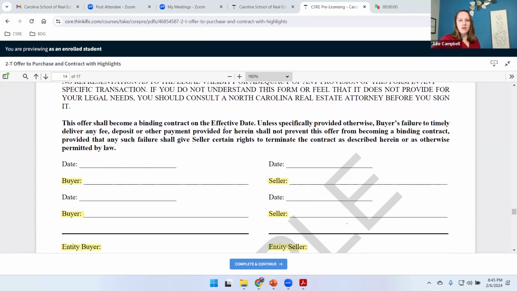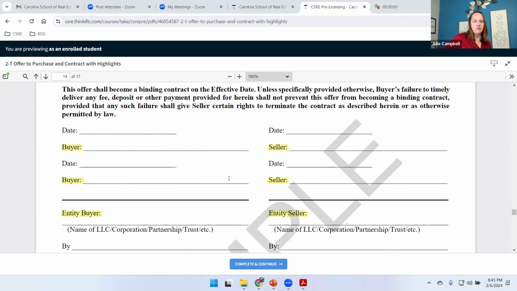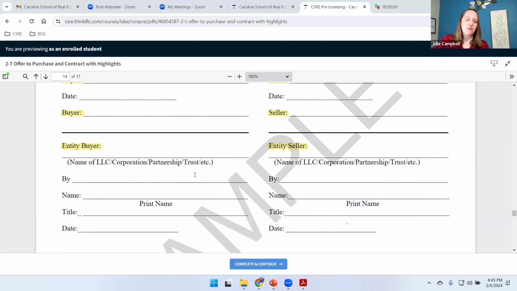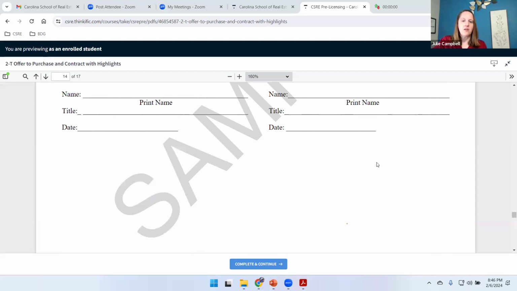So this offer becomes a binding contract on the effective date, which we've defined. Buyer signs on the left, seller signs on the right. You can see I got a place for 2 buyers, 2 sellers to sign. As we've said before, we have an additional signatures addendum. So if you have more than 2 buyers and 2 sellers, I need everybody to sign this contract. Let me know that everybody's on board.